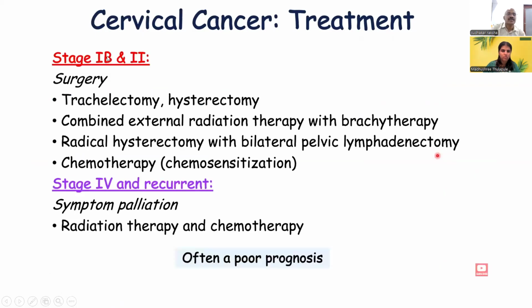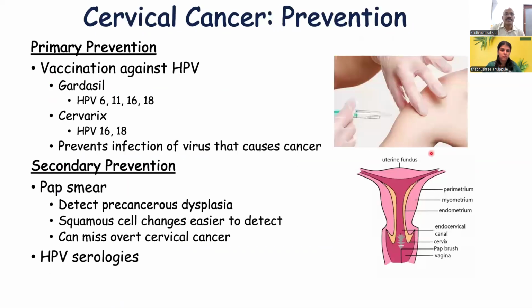So for stage two, radical hysterectomy. The entire uterus with the fallopian tubes and the pelvic lymph nodes is removed; that is called radical hysterectomy. Chemotherapy is also done in case of stage two. In stage four, it is only palliation. The prognosis is very bad. Stage four, chemotherapy and radiation is given.